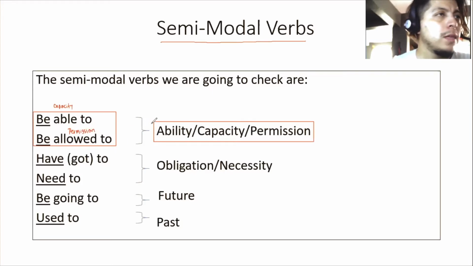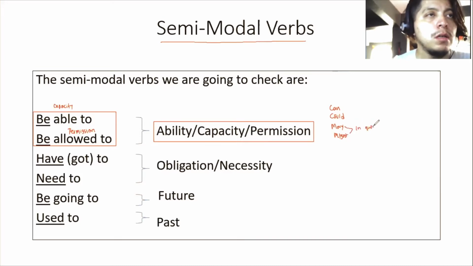We were saying that for ability, capacity, permission, possibility, we have the modal verbs can, could, may, and might. These two, may and might, are normally in questions when we request permission. The other two are very common for capacity, ability, or permission.